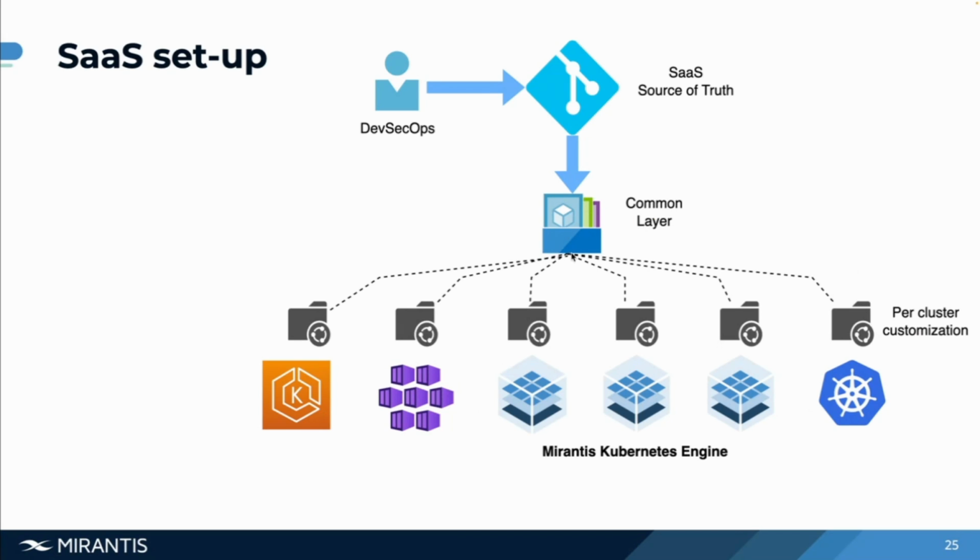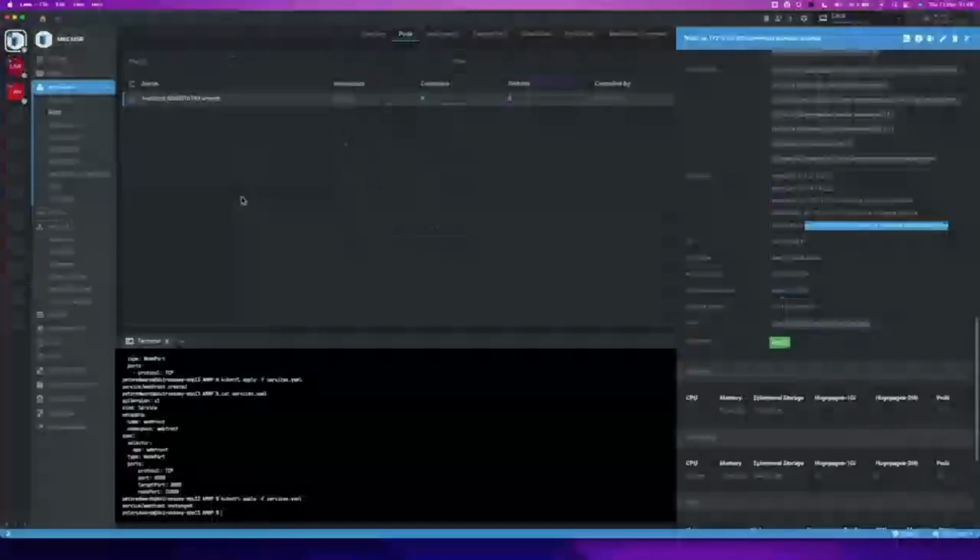So I can then have a common layer which will be applied to both components. And then I have a per cluster configuration for my production where I need to have enhanced security, for example, right? So I have this approach of common layer and then per cluster customization. But the idea here again is to have it in a consistent manner. So how does that work?